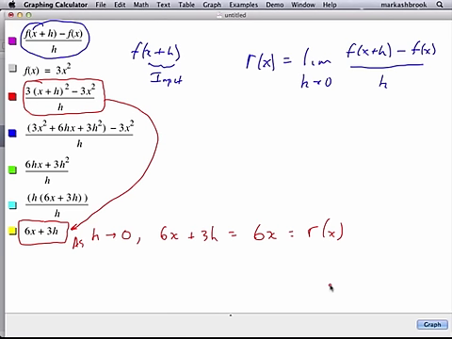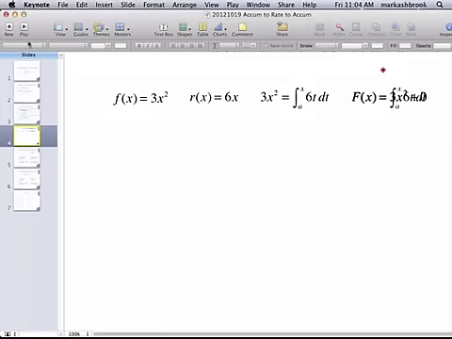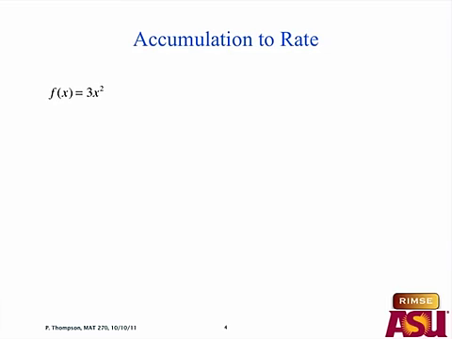So let's talk about the meaning of what we're doing. We just found that for an accumulation of 3x squared, the exact rate function was 6x. What does it mean that the rate function is 6x? Really important that we can all articulate this. What does it mean that the exact rate of change of f is 6x? Anyone want to give it a shot?